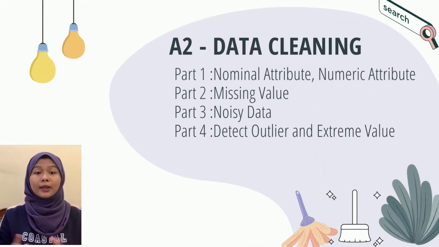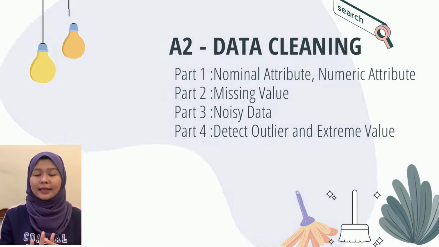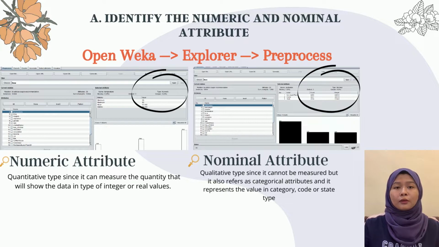Next, A2 is the data cleaning. In this, we have 4 parts, which are to identify the numeric and nominal attributes, how to remove missing values, noisy data, and outliers and extreme value detection. So, for part 1, firstly, we open Explorer, then the process step will appear. Then, we can see in the picture how we found out the type of attribute.